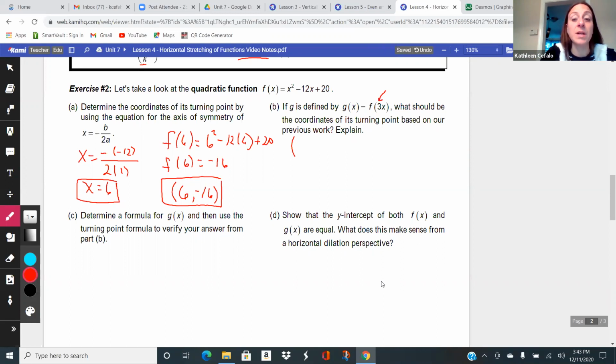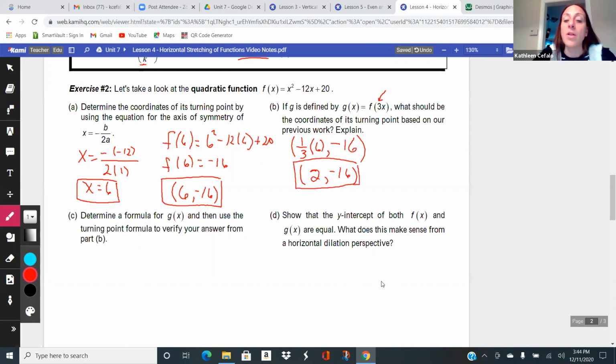And I also know, because it's a horizontal motion, and the horizontal axis is your x-axis, it's only going to affect my x coordinate. I have 1/3 times 6, and then nothing happens to the 16. That's going to stay negative 16. That's your y coordinate. Okay? So if I take 1/3 of 6, I get 2, negative 16. Okay, so that's the coordinates of the turning point.